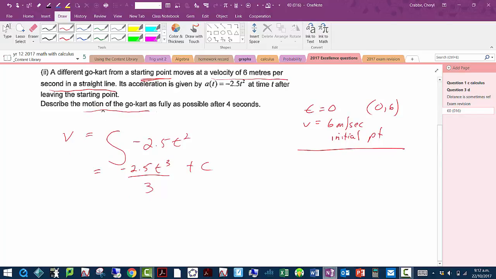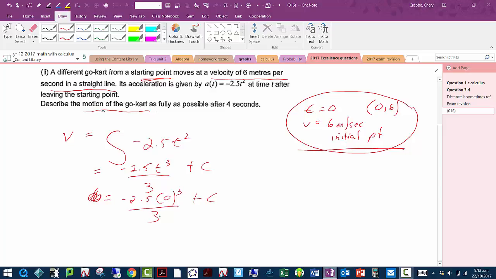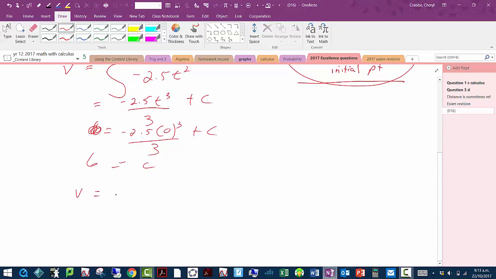Now this is where it comes into play, because we know that at the initial starting point, at time 0, the velocity is 6 meters per second. So when velocity is 6, negative 2.5 times t, and t is 0. Doesn't matter what this becomes, you can see that this is going to be multiplied, so it's all 0. So C is 6. So we've got our equation for velocity by anti-differentiation, and that wasn't too hard.